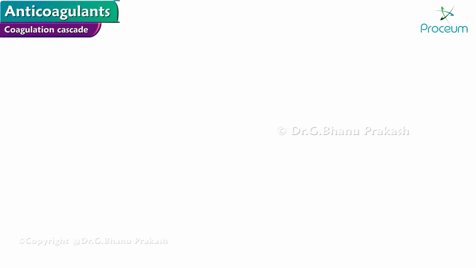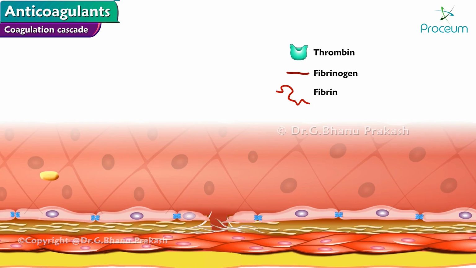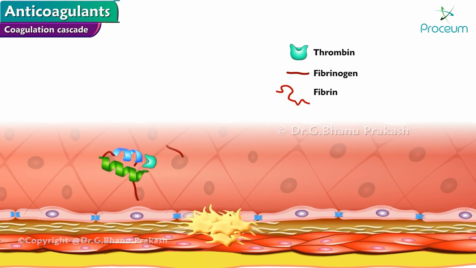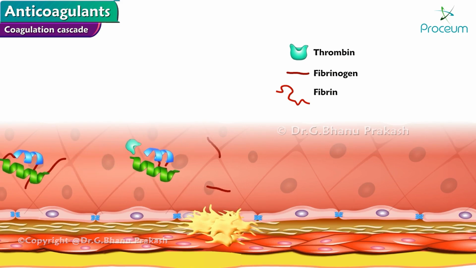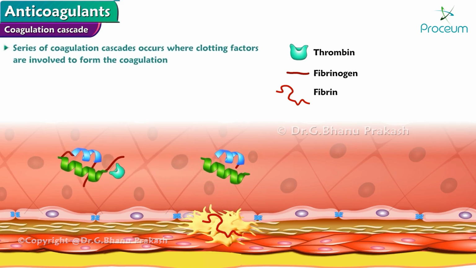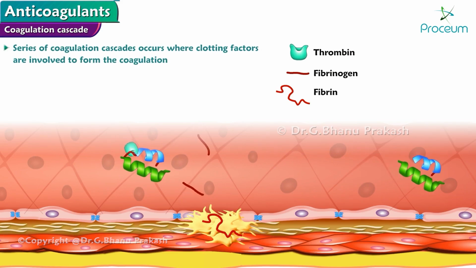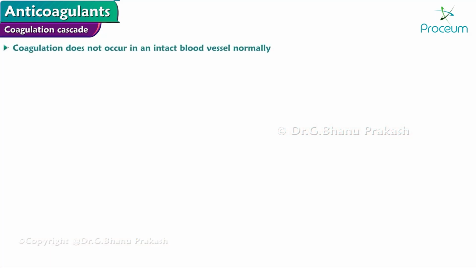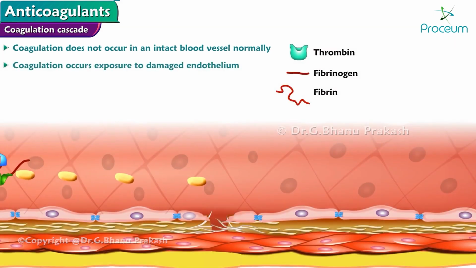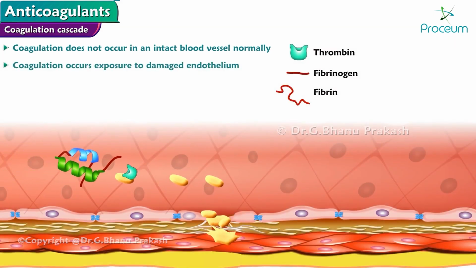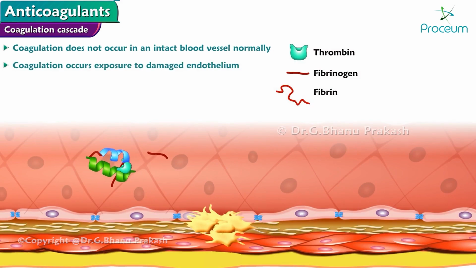Anticoagulants. Coagulation cascade. Coagulation occurs due to the formation of insoluble fibrin from soluble fibrinogen. This reaction is catalyzed by the enzyme thrombin. A series of coagulation cascades occurs where clotting factors are involved to form the coagulum. Coagulation does not normally occur in an intact blood vessel. The process occurs following exposure to damaged endothelium.